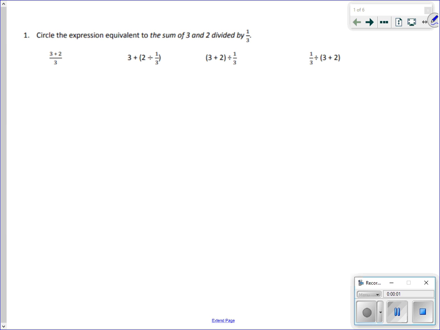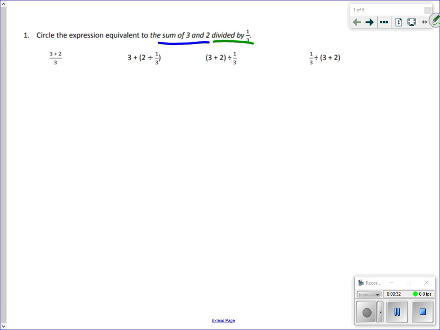We're doing the written expressions again. And with this, it's asking you to circle the expression that is equivalent to the sum of 3 and 2 divided by 1/3. So the sum of 3 and 2 divided by 1/3.